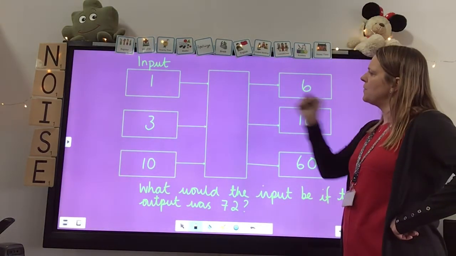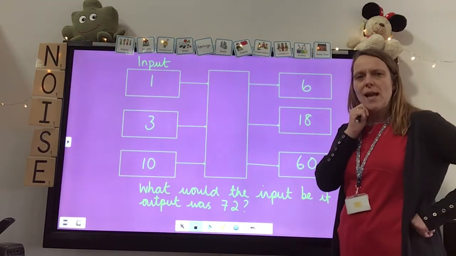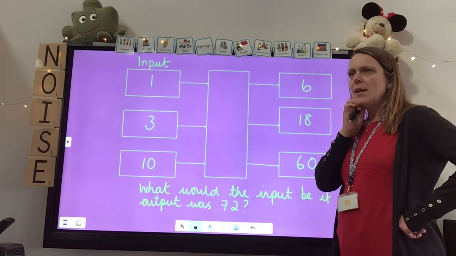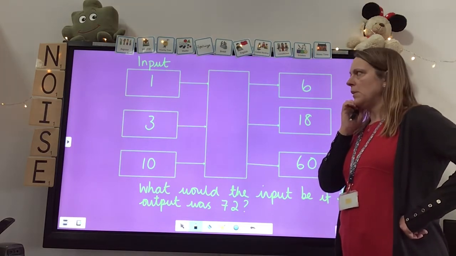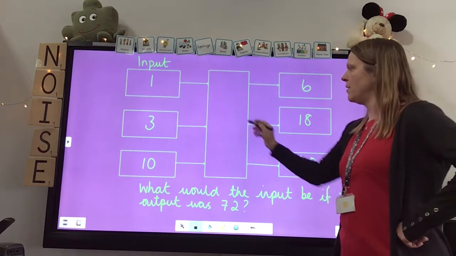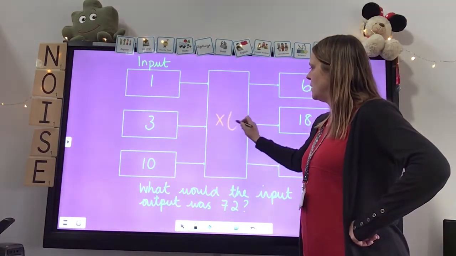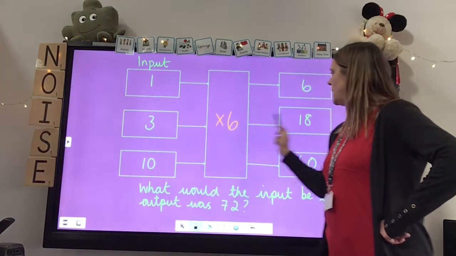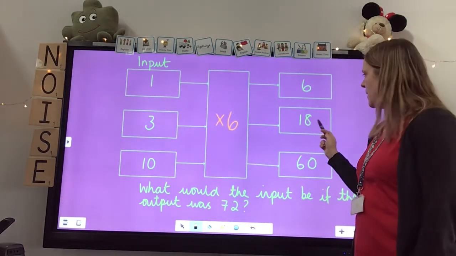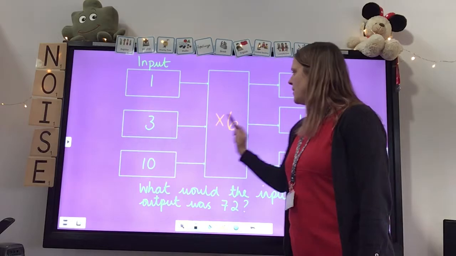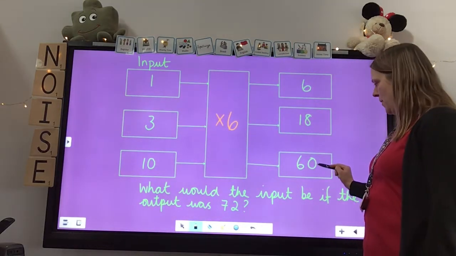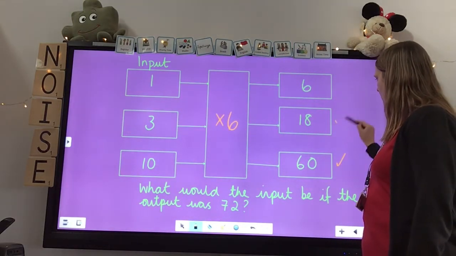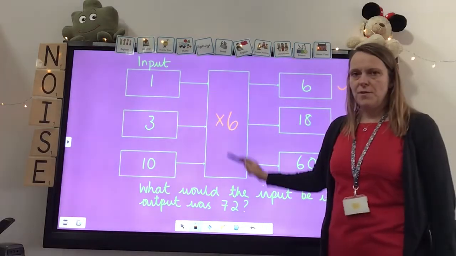So what else could I have done to the 1 to get 6 other than adding 5? The other thing I could have done is multiplied it by 6, couldn't I? I could have multiplied that by 6. So let's see if that works for the others then, the other inputs. So 3 times 6 is 18. Yep, that works. And 10 times 6 is 60. That works. So that must be our function for this problem.